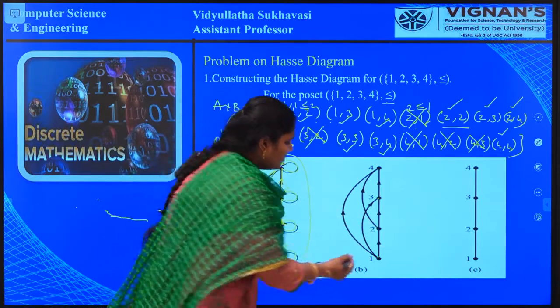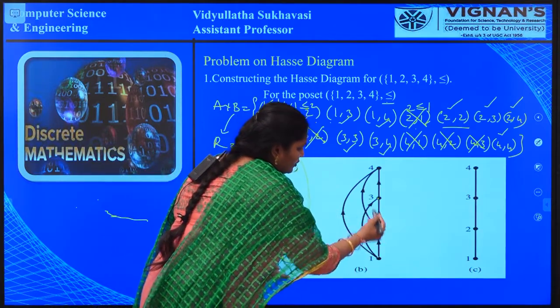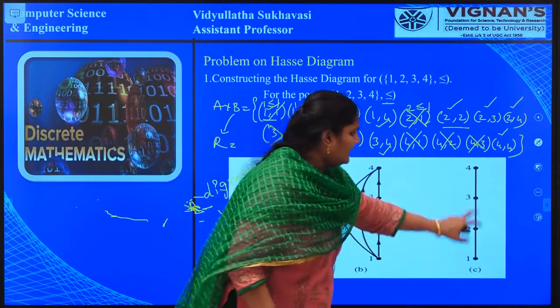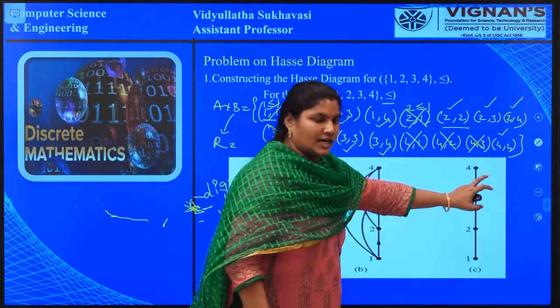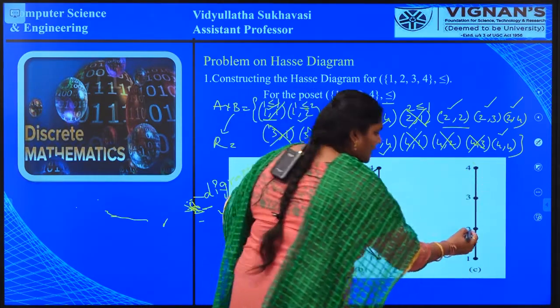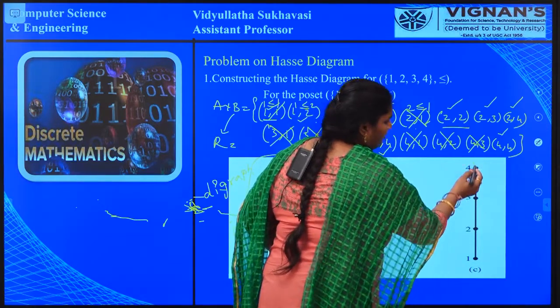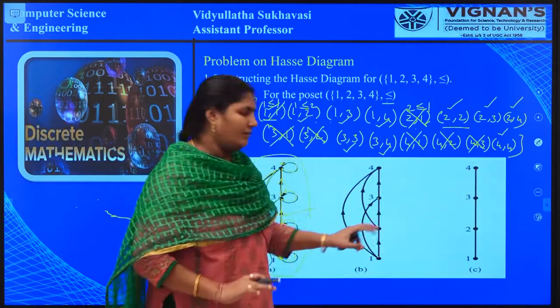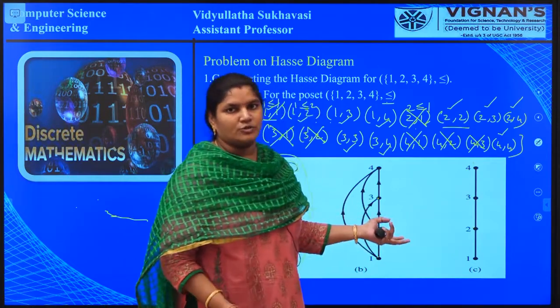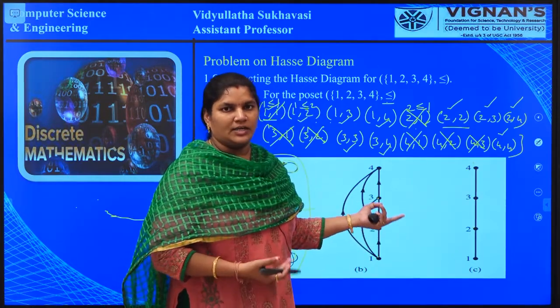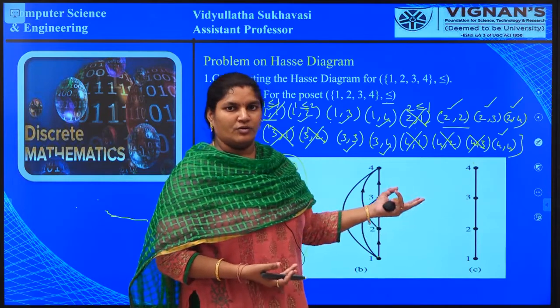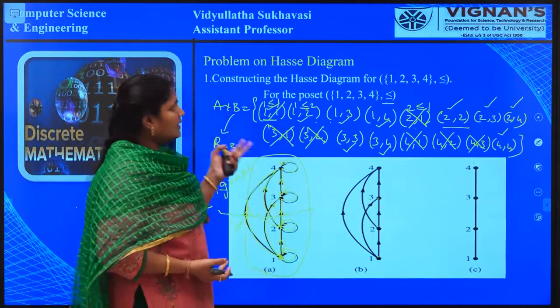Since the connection from 1 to 2 is there, 1 to 3, 1 to 4, we are connecting directly. When connecting directly, we need to check whether the 2 to 3, 2 to 4 connection is there, 3 to 3, 4 to 4 connection is there. Then only can we draw like this. Otherwise, we need to specify separately the edges from 1 to 4. Okay, so this is the Hasse diagram.